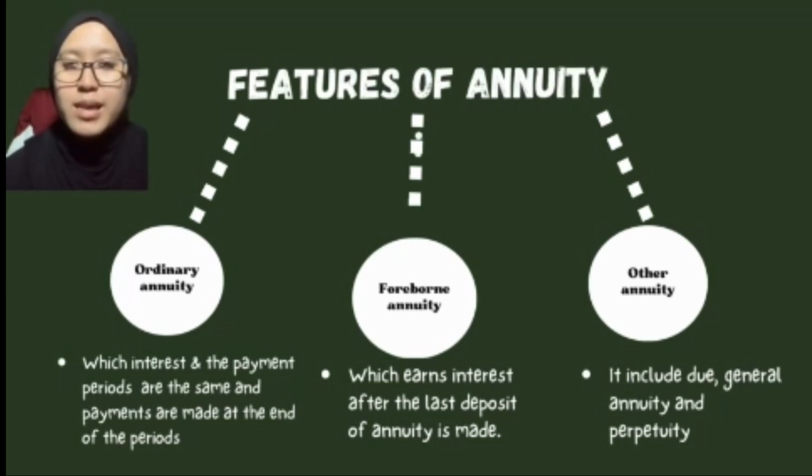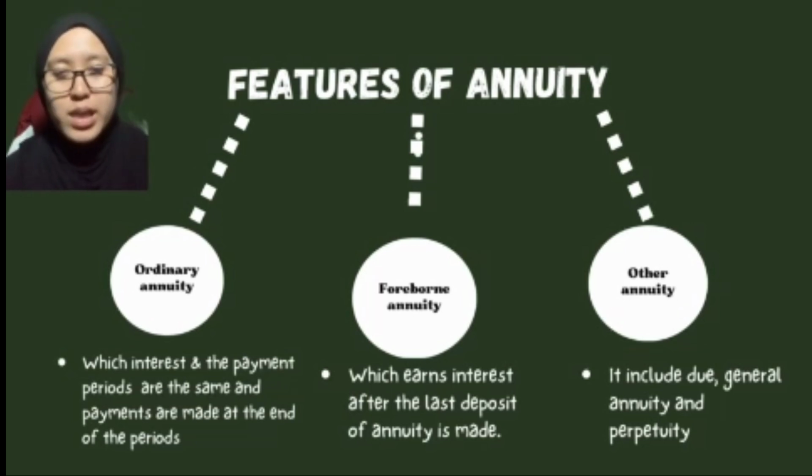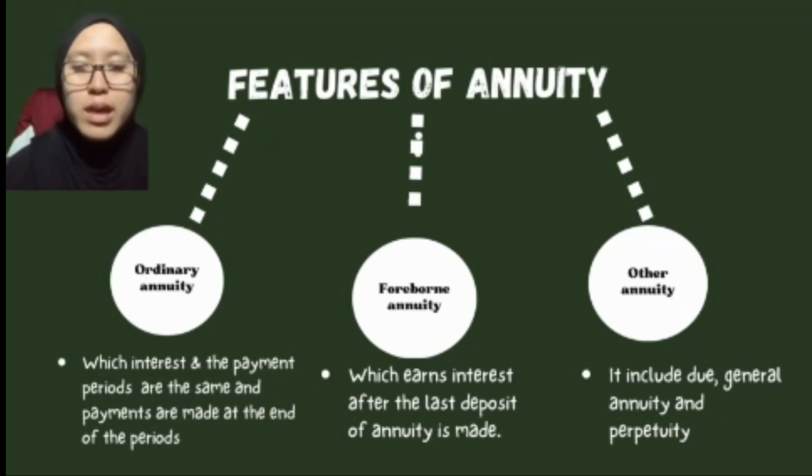For the second slide, it is about the features of annuity. Annuity has three types. First, we have ordinary annuity, where the interest and payment period are the same and the payments are made at the end of the period. Secondly is deferred annuity, which earns interest after the last deposit is made. And lastly is other annuity, which includes annuity due, general annuity, and perpetuity.